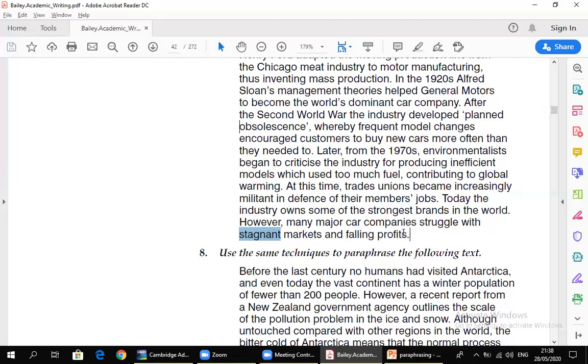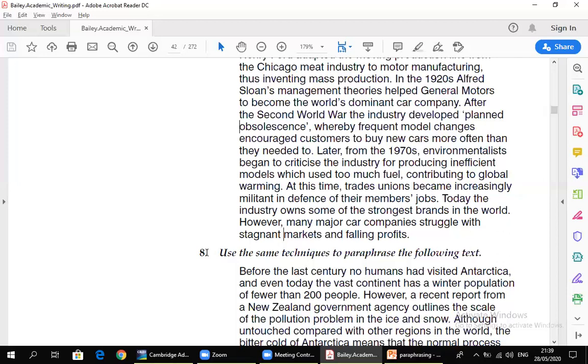Falling profits, we can say losing market. So they are losing the market actually at this time. Yeah, we can say declining profits as well. Yes, exactly, declining profits. And we can change however to although. Although some of the world's strongest brands are today owned by the industry, many major motor companies struggle with declining profits and static markets. Absolutely perfect.